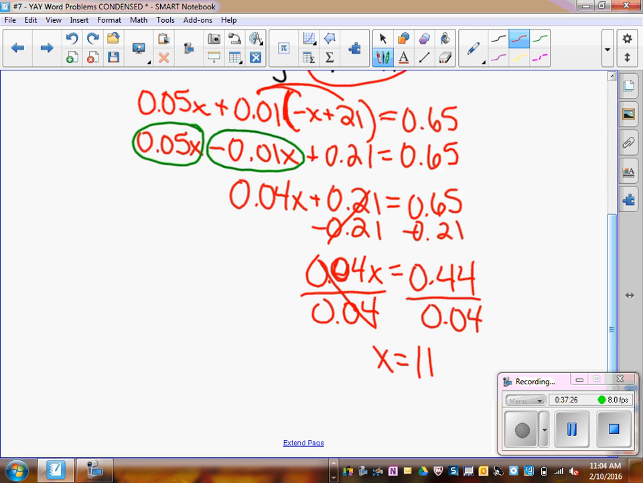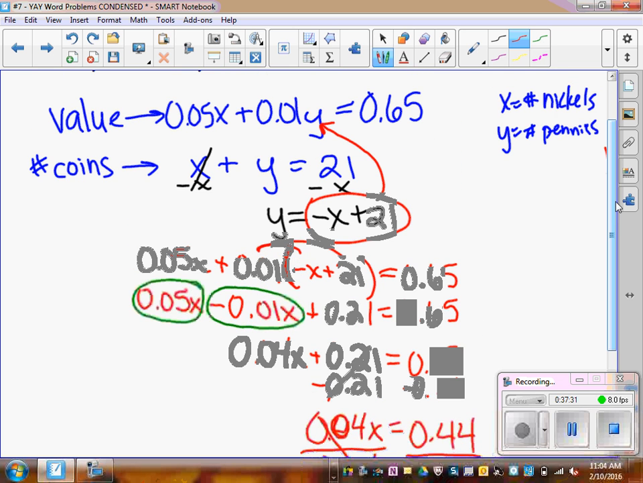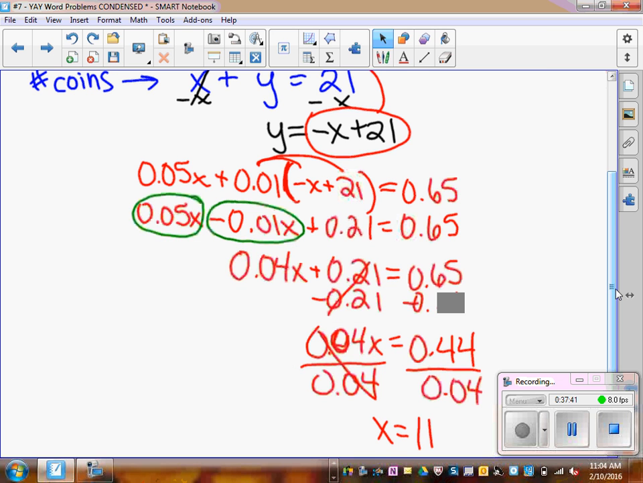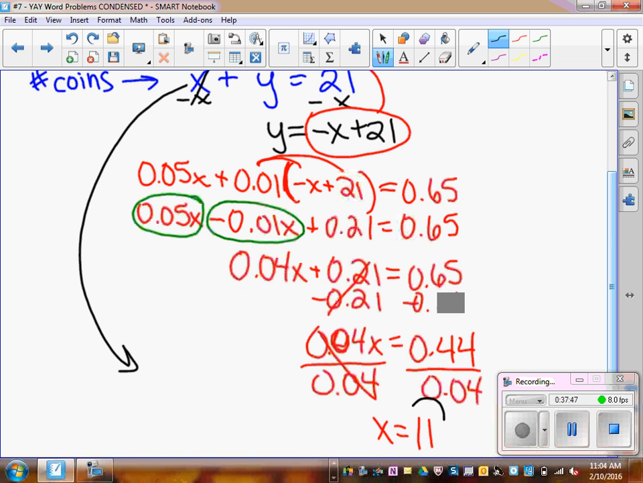Now, which equation would you like to substitute it in for? I'd probably go with the second one, right? Don't do it with all those decimals. So, let's do that. My equation is x plus y equals 21, and I now know x is 11. So instead of x, I have 11 plus y equals 21. Subtract my 11. And what is y?